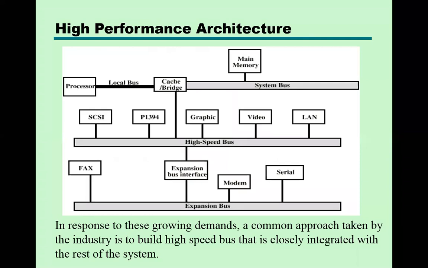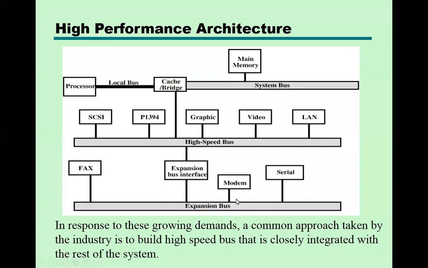So in the high performance architecture, a high speed bus is used to connect with the efficient input output devices. In response to this growing demand, a common approach taken by the industry is to build a high speed bus that is closely integrated with the rest of the system. Your high speed bus connects with the high performance input output devices, and again through the high speed bus it reaches the expansion bus with the expansion bus interface. The other input output devices, which have a lower data rate, are connected there.